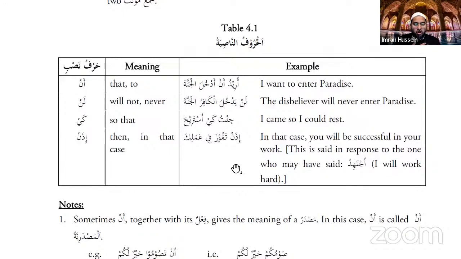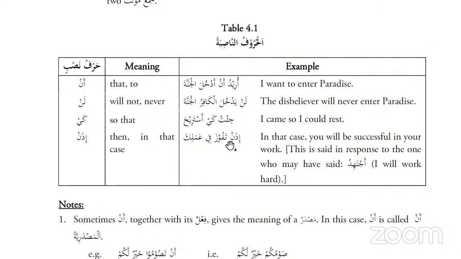So for example, you say to me, I will work hard, and then I'll respond to you, إذن تفوز في عملك. So you will be successful in your work. So it then comes as a reply to a person who says, I will work hard, or any sentence in that meaning itself. Okay?